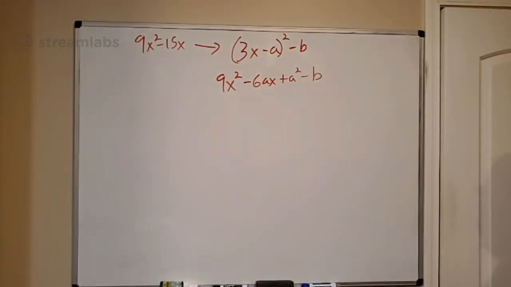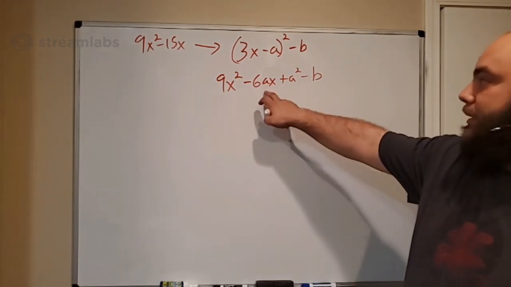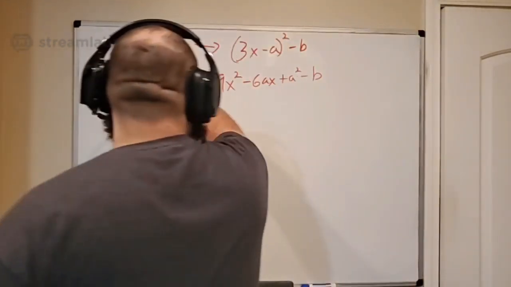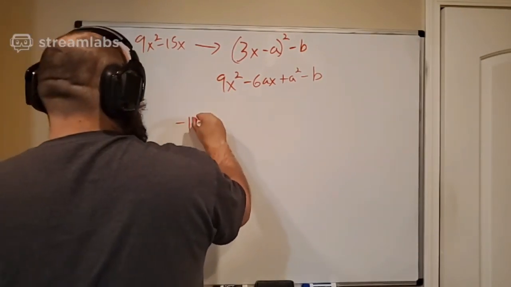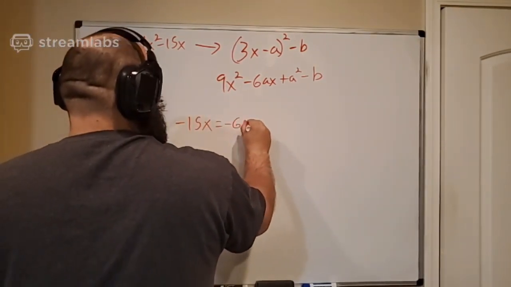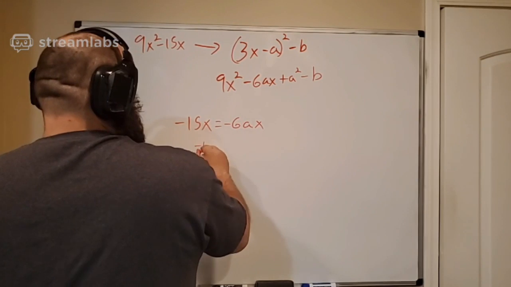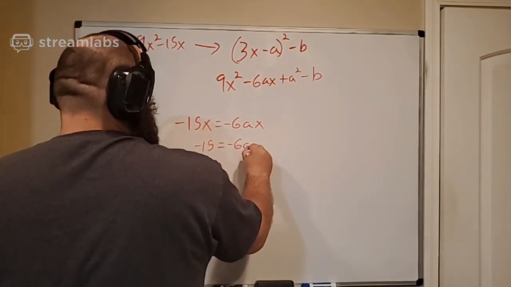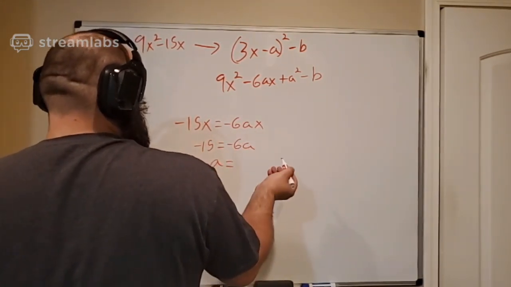At that point, hopefully, one of the variables to find should be really easy. You should realize that a is extremely easy to find because a and this has to match up. So you get that negative 15x equals negative 6ax, which means negative 15 equals negative 6a. A is equal to what, 5 halves? If I did that right? Yeah.